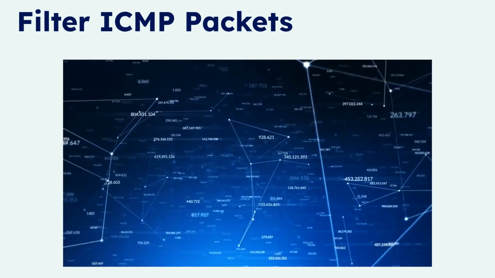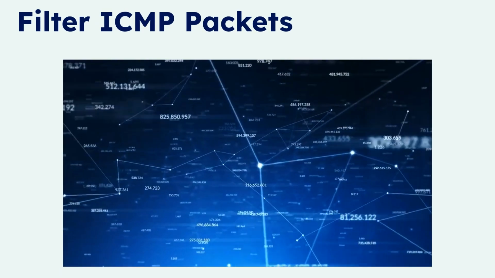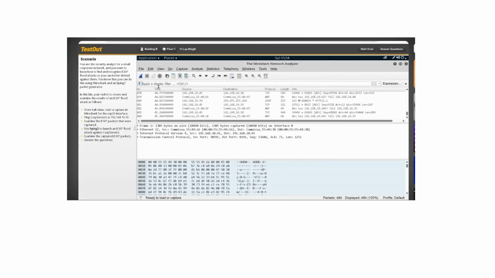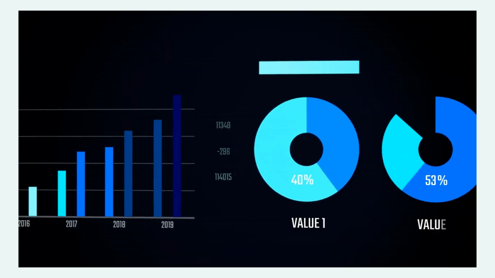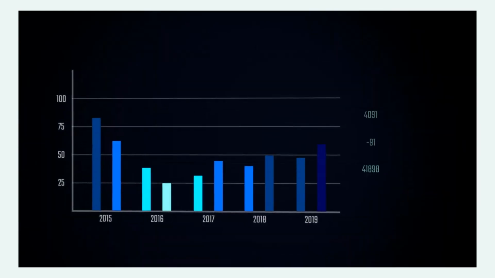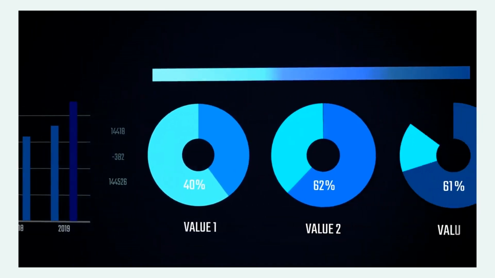Stop your Wireshark capture. Now apply the filter ICMP to focus only on the Internet Control Message Protocol packets. Observe the results. You should see a steady, predictable rhythm of request and reply packets. This is the pattern of normal, non-malicious ping traffic.